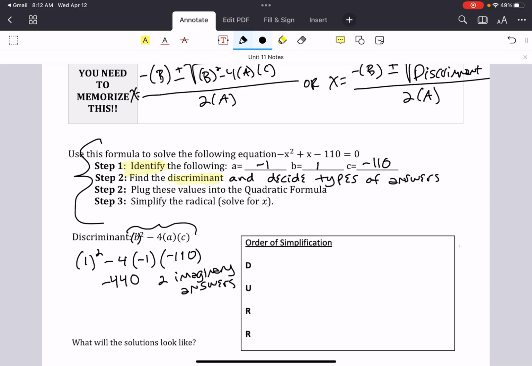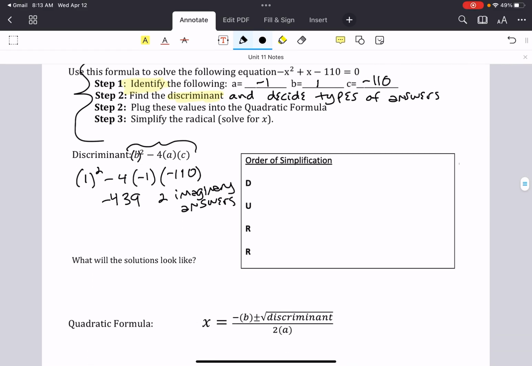Well, let's see. Maybe you forgot to subtract it from the 1. Yeah, I got negative 439 too. So. Oh, there was a spot for this. 2 imaginary answers.